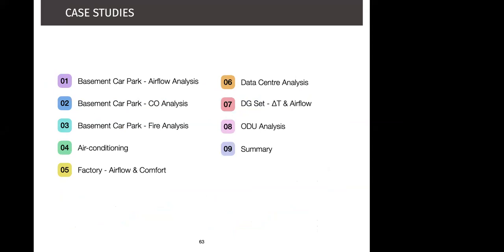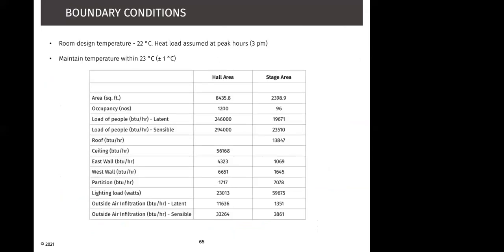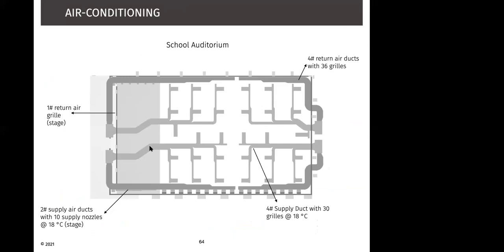So the next case study that I'll be going through is for air conditioning. In this case, we have a school auditorium where there is the stage side and the hall side, and both the sides have been provided with individual supply and exhaust systems. For the hall side, there are 4 ducts for supply which have been provided with multiple supply grills dropping down at the false ceiling height.